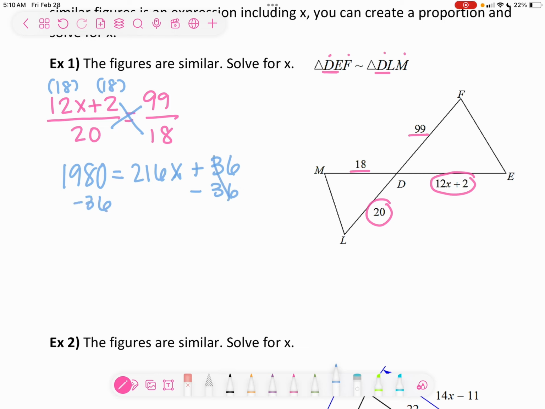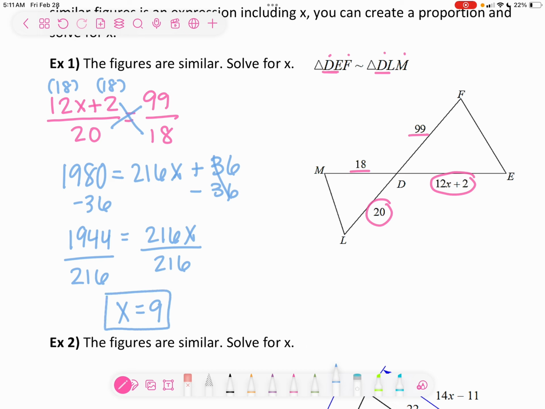We end up with 1980 minus 36, which is 1944, is equal to 216x. And then we divide by 216. So we end up getting x is 9. And in this case, it really is x. We were solving for x that was in our original expression on side DE. So x is the actual answer here, unlike in lesson 2, where we used x almost like a placeholder, as a variable, and then we had to go back and write our side length. So that is the actual answer.